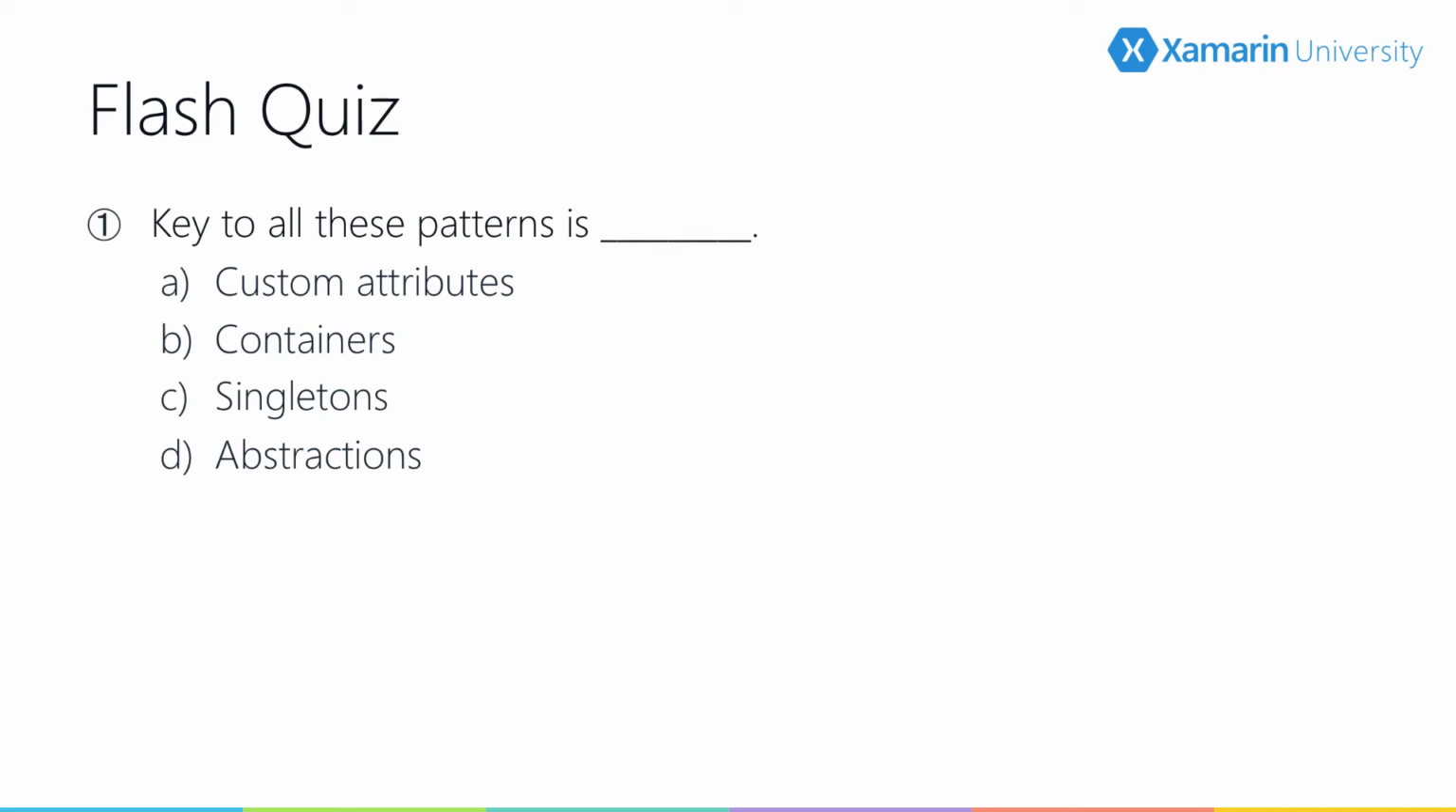Question number 1. We discussed 3 different patterns: the factory pattern, the service locator, and dependency injection. There's something that is key to all of these patterns. What is it? Is it A, that they are using custom attributes, or B, that they are all containers, or C, that they are all using singletons, or is it D, that they are all using abstractions? And if you picked abstractions, that's the correct answer. We have to use abstractions in all of these cases.